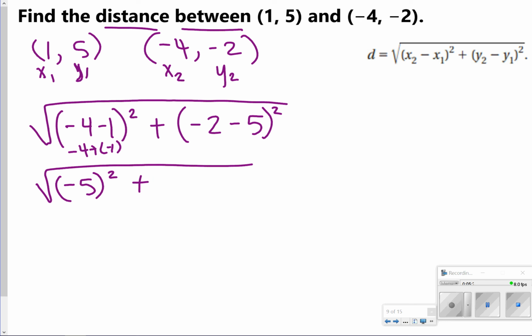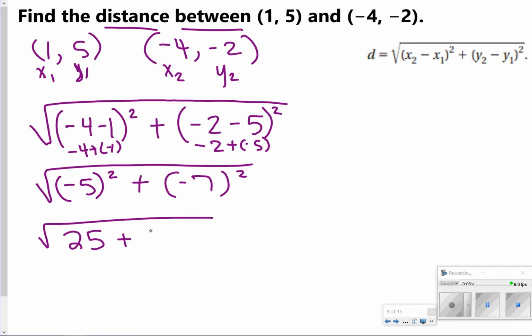And negative 2 minus 5 is actually negative 2 plus negative 5. So that would be negative 7 squared. Negative 5 squared is a good thing because that's going to give me 25 as a positive. And negative 7 squared will give me 49 as a positive as well.